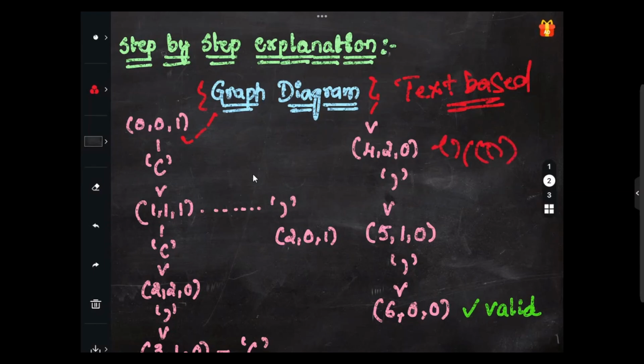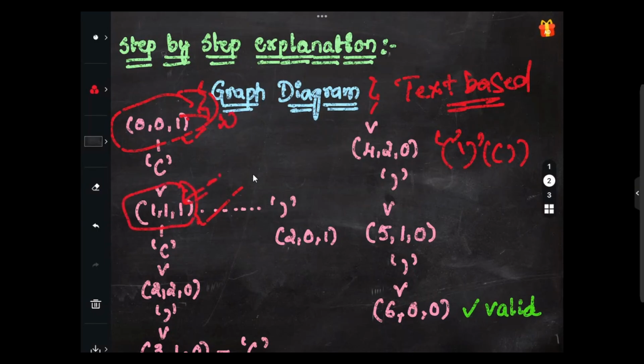So first we will go with 0, 0, 1. This is nothing but the opening bracket. Next we will be going with the vertex 1, 1, 1, which is nothing but the closing bracket here. We can consider 0, 0 with a value 1, or the weight 1. Let's not consider weight, let's consider the value.